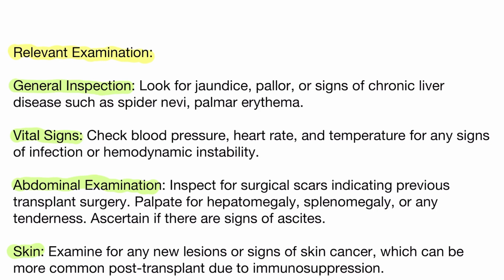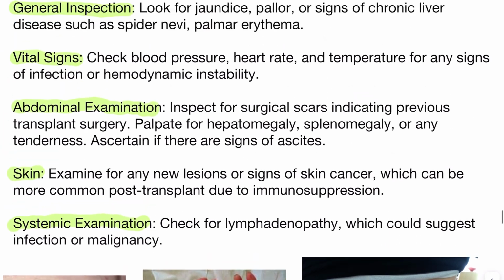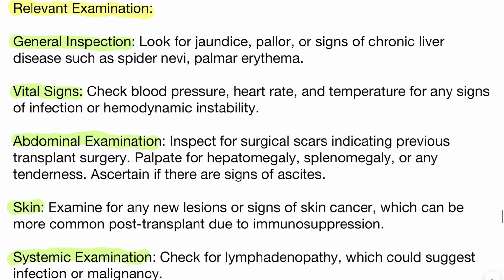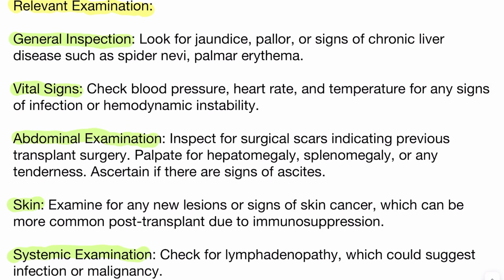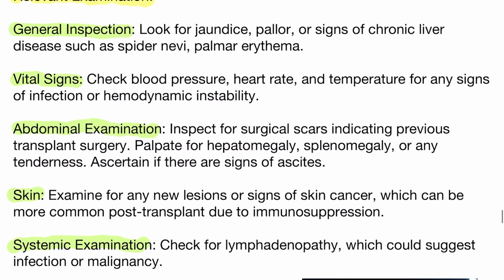We're going to do the general inspection first. So look for any jaundice, any pallor, or any signs of chronic liver disease like spider nevi or palmar erythema. Then we're going to check the vital signs, or we can ask for the vital signs from the examiner. We want to know about the blood pressure, heart rate, and temperature for any signs of infection or hemodynamic instability.